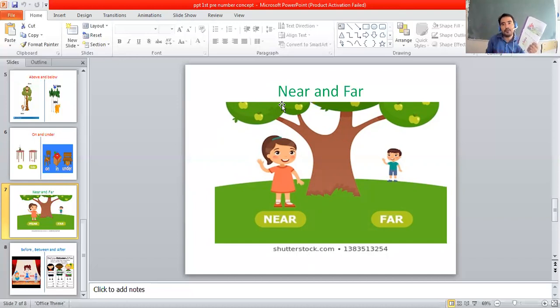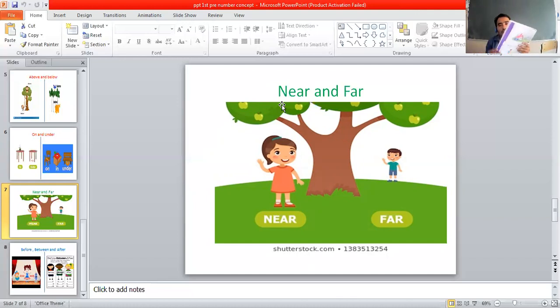So now circle the kite which is far from the boy. Circle the kite. So the kite is there, so we can circle the kite. The spelling of kite has to be right. Circle the kite which is far from the boy. So that is your homework.